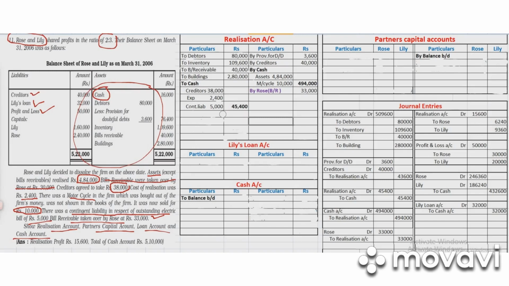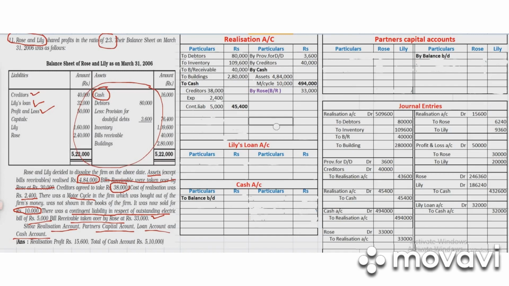Now what is left? You have completed everything. You have completed all the assets, you have completed all the liabilities. Assets realized or taken over, liabilities paid or taken over. Here there is no liability to be taken over. Then expenses we have noted down, then liabilities settled, everything is done. Now what we have to do? We have to close this realization account.